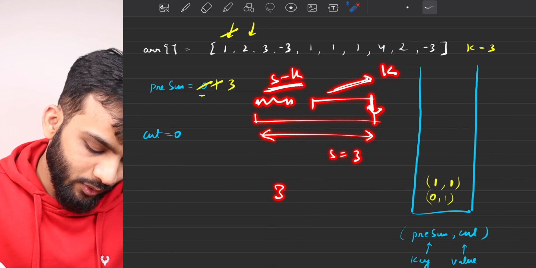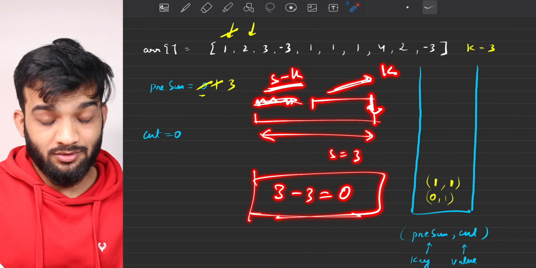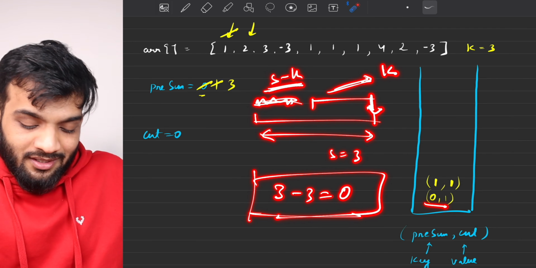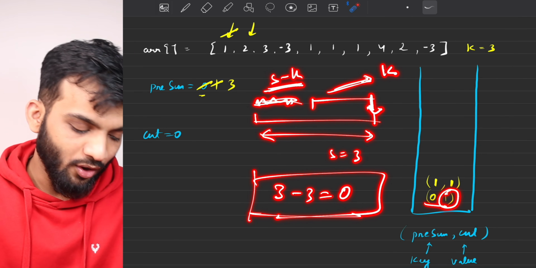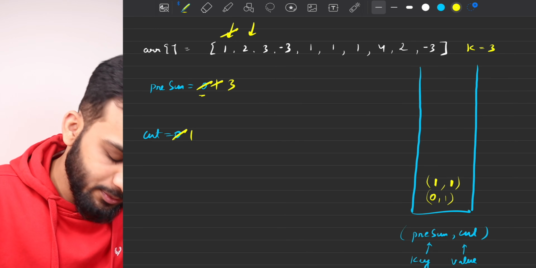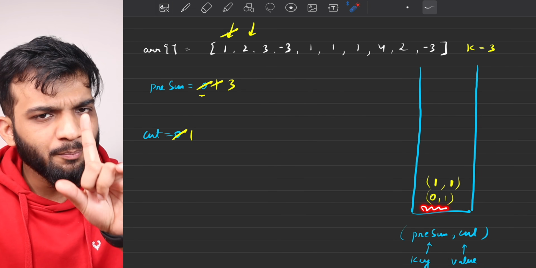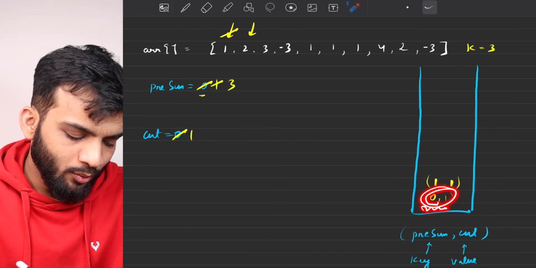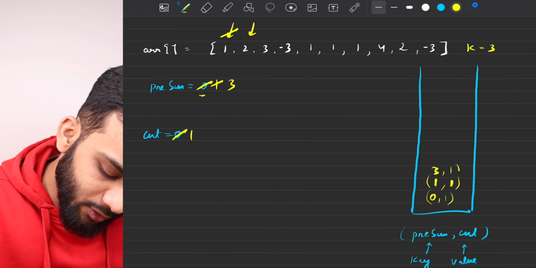So what is s3? What is k3? I need to exclude elements which give me a summation of 0. That means no elements. That's why storing the 0 has significance. Got it? So the count will increase by 1 because there's 1. There can be one prefix sum which on removal will give me this one. So done. Next, please take 3 and put it over here.